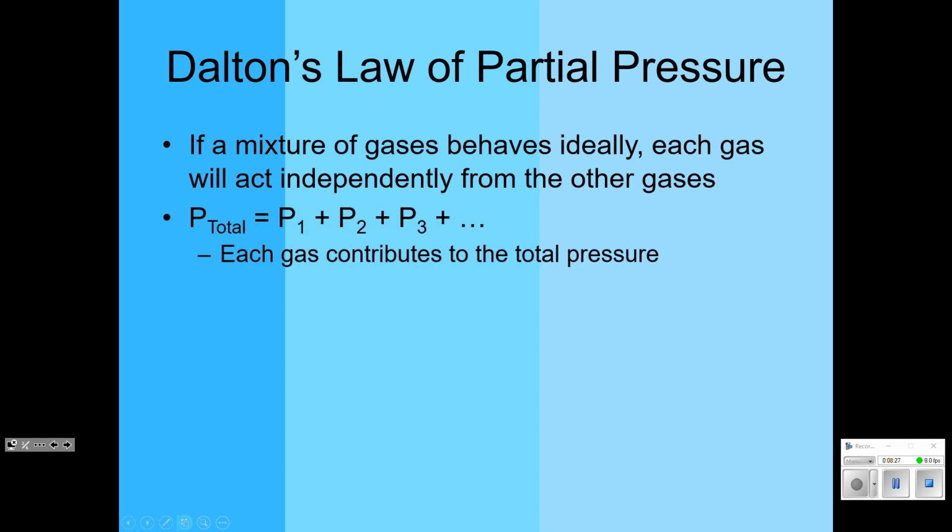So, one of the equations that you'll be given on your equation sheet is the total pressure in a container is equal to the individual pressure of each gas. P1 plus P2 plus P3, so on and so forth. When I look at the equation sheet, they actually call it PA, PB, and PC. So pressure of gas A, pressure of gas B, pressure of gas C. But again, each gas will contribute to that total.